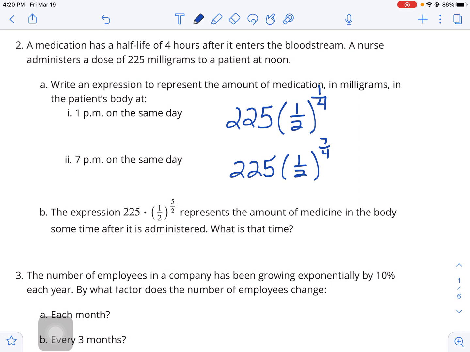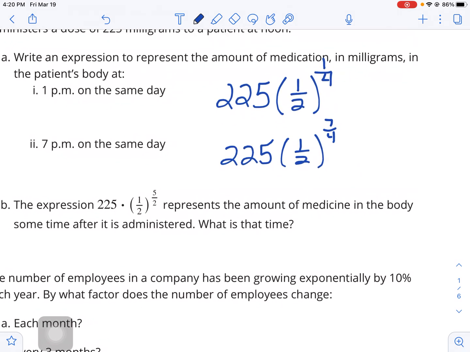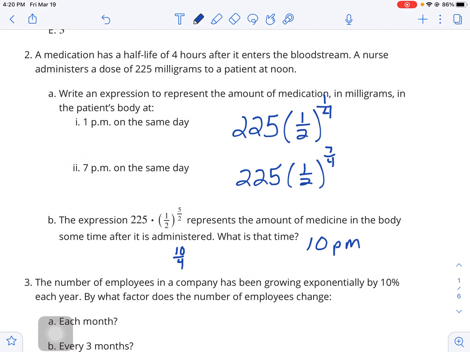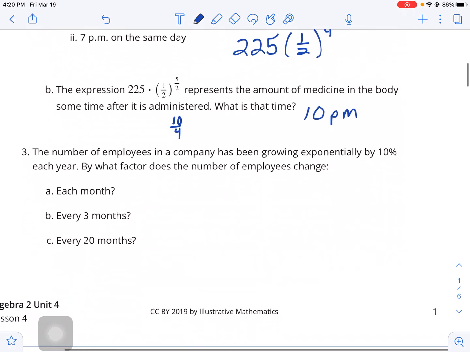Letter B: the expression 225 times 1/2 to the 5/2 represents the amount of medicine in the body sometime after it's administered. So what is that time? If we change 5/2 to fourths, that's 10/4, and so that would be 10 hours after, or 10 p.m., since it's administered at noon.